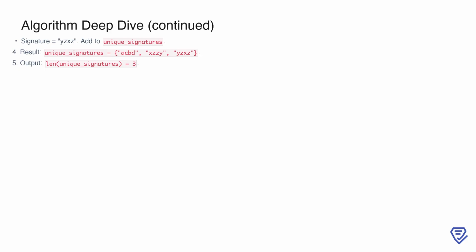At the end of this process, the set contains three unique signatures: ACT, XZZY, and YZXZ. Therefore, the number of unique groups of special equivalent strings is the size of the set, which is 3. This result is returned as the output.